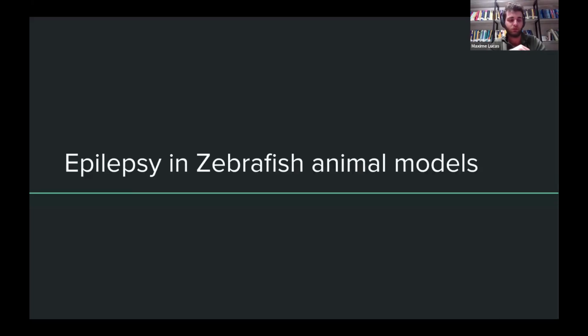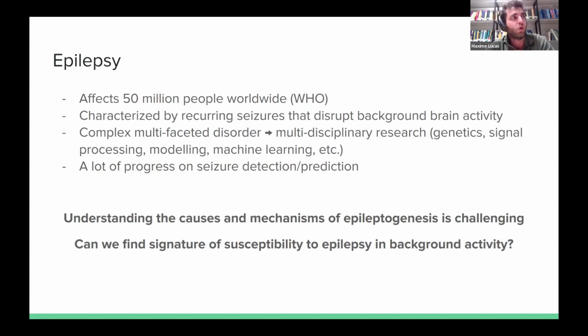So now I'm going to start immediately by telling you a bit about epilepsy in zebrafish animal models. Epilepsy is basically affecting 50 million people worldwide, which is a lot. It's one of the most common neurological disorders, and it's characterized by recurring seizures that disrupt normal activity. And so, of course, it's a very complex disorder, and there's a lot of interdisciplinary research going on with genetics, signal processing, machine learning, modeling. Many different types of disciplines are working on this.